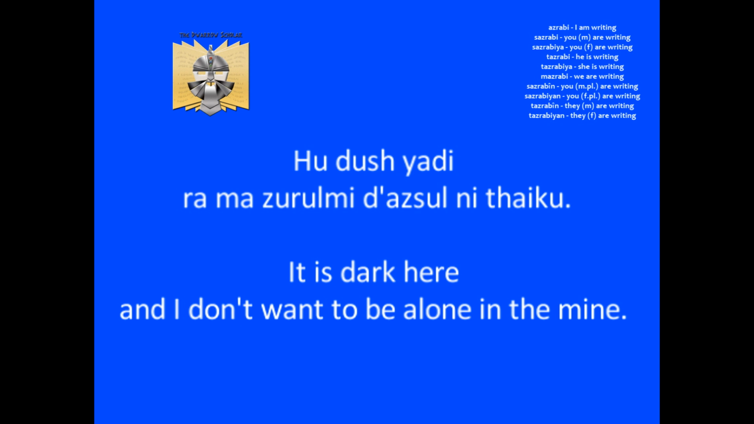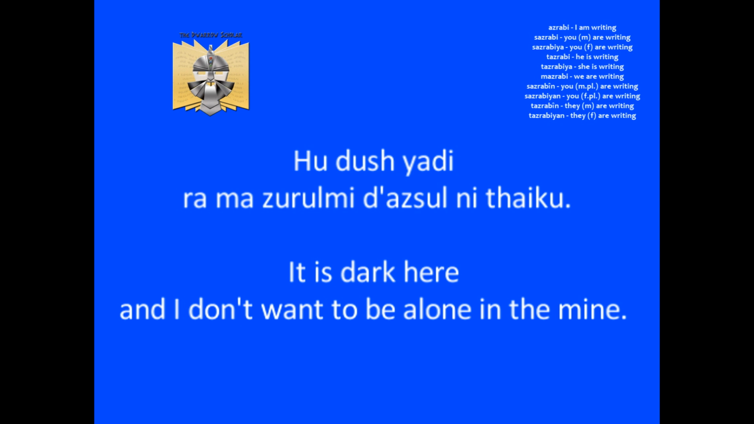Dush meaning dark, so literally we are saying it dark or it is dark. Notice we have used the perfect form in this line for the word zurulmi. You could translate zurulmi as I want. The conjugation of it is exactly what we've seen in our first lesson. For the first person singular, we merely add me as suffix in the perfect.